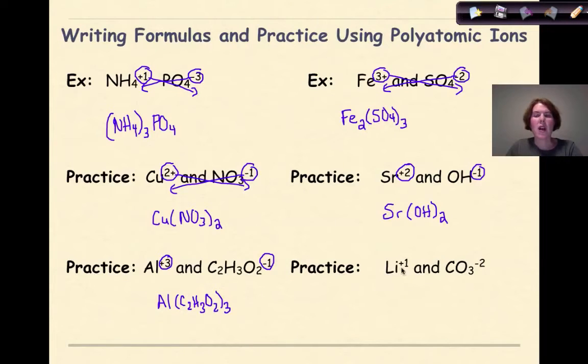Finally, the last one, Li plus 1, CO3 minus 2. So the plus 1 is going to go down here. The minus 2 is going to go down here. So when I write this out, it's going to be the symbol for lithium, subscripted 2, and then the CO3. I don't need to put the CO3 in parentheses. You can if it makes you more comfortable, but really, because we're crossing down the positive sign in a 1, it's not really all that necessary.